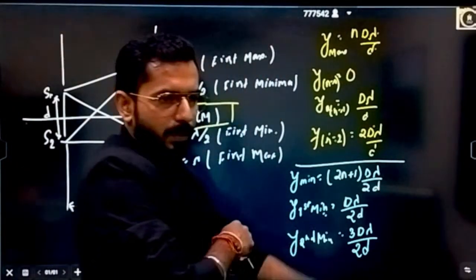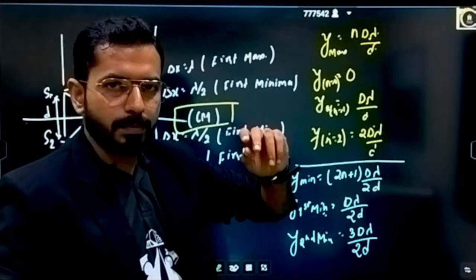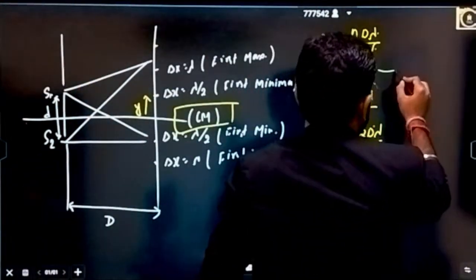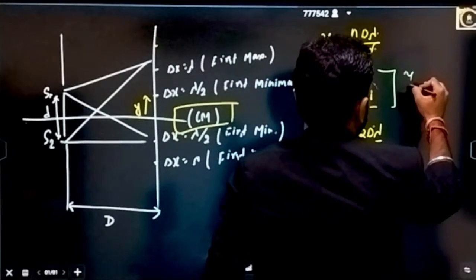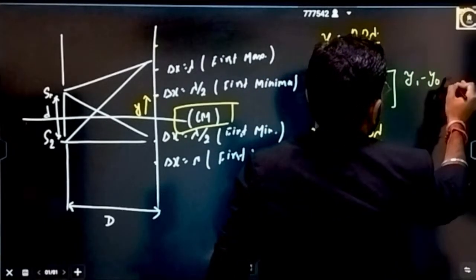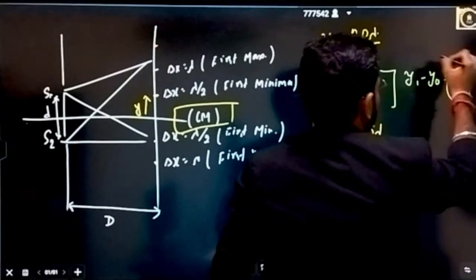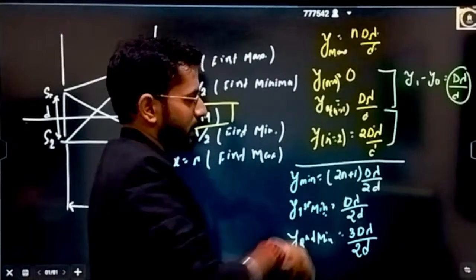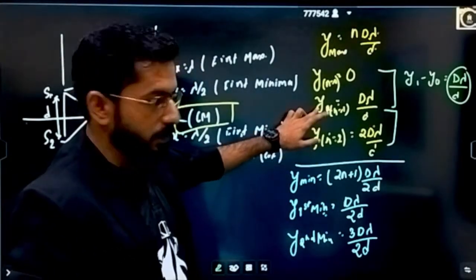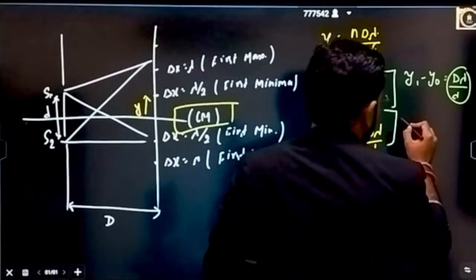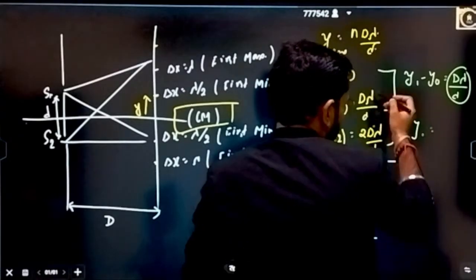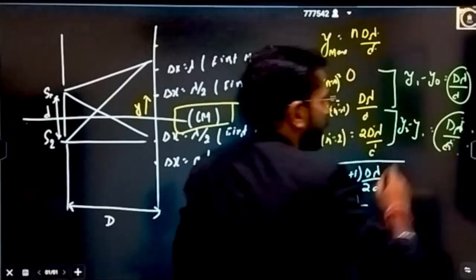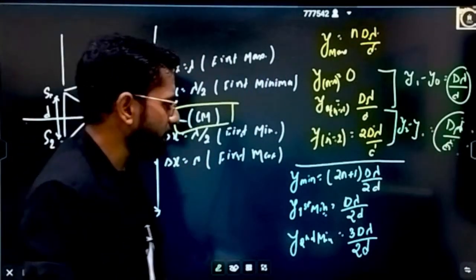If I ask you the distance between the zeroth maxima, the central maxima, and the first maxima, what is the distance between them? Can you say it will be y1 minus y0, equal to D lambda by d? That is the width. Now notice a pattern. The distance between first maxima and second maxima: take the difference y2 minus y1. Again you have the same difference, D lambda by small d.